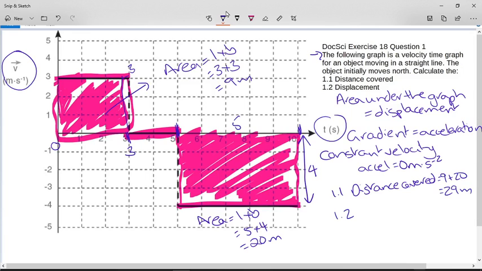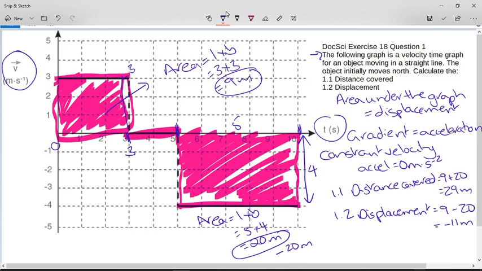Now for the second part, we need to take into consideration that the displacement is a vector. So this value down here of 20 meters, in terms of displacement, is actually going to be a negative 20, and this one up top here is a positive 9. So the displacement is going to be 9 minus 20, because we're adding them together, but a plus and a minus make a minus, so we end up with negative 11 meters.